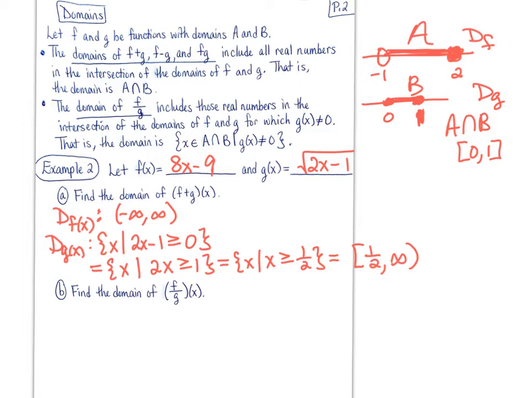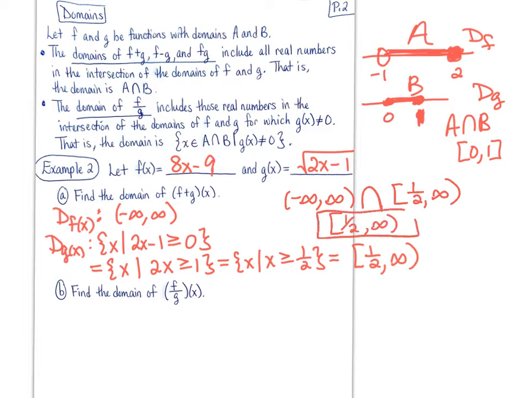Okay, so here, for the domain of f plus g of x, we want to intersect all real numbers with bracket 1/2 to infinity. What is the intersection? So what is negative infinity to infinity intersect bracket 1/2 to infinity? From 1/2 to infinity. Bracket 1/2 to infinity. That's where they overlap. That's your answer. That's the domain of f plus g of x.